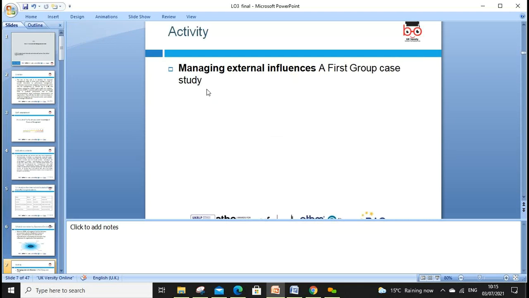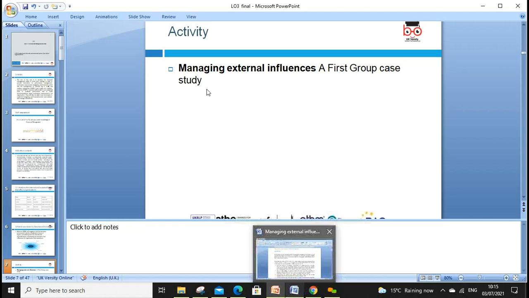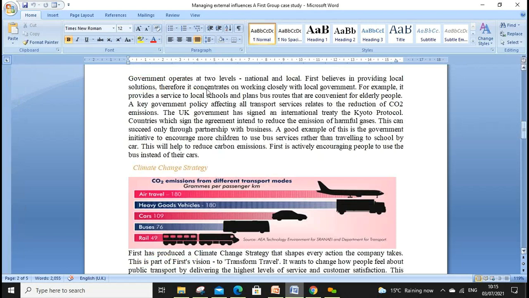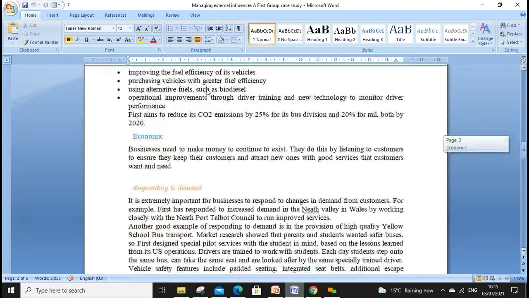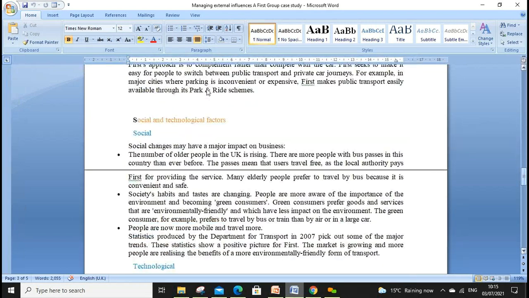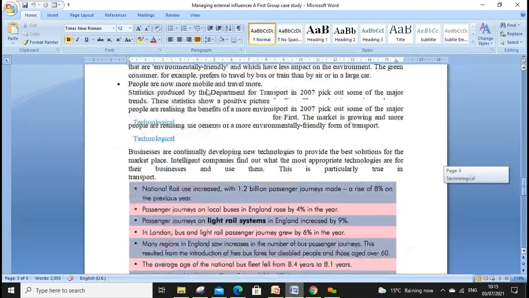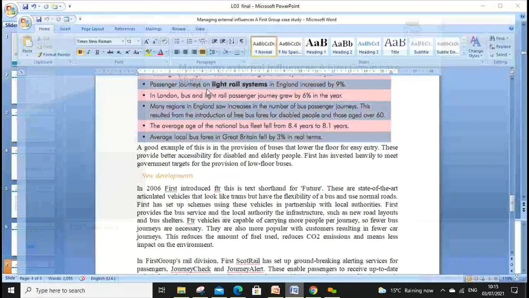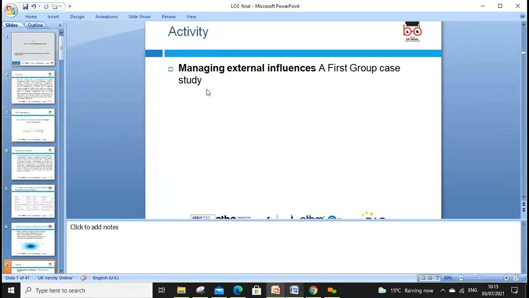Okay, we have one case study which we can read in our own time, called First Bus, on how they respond to the external environment and what policies they make. That is good, we can get an idea of how we can respond to external factors. They enter into different decisions based on these.